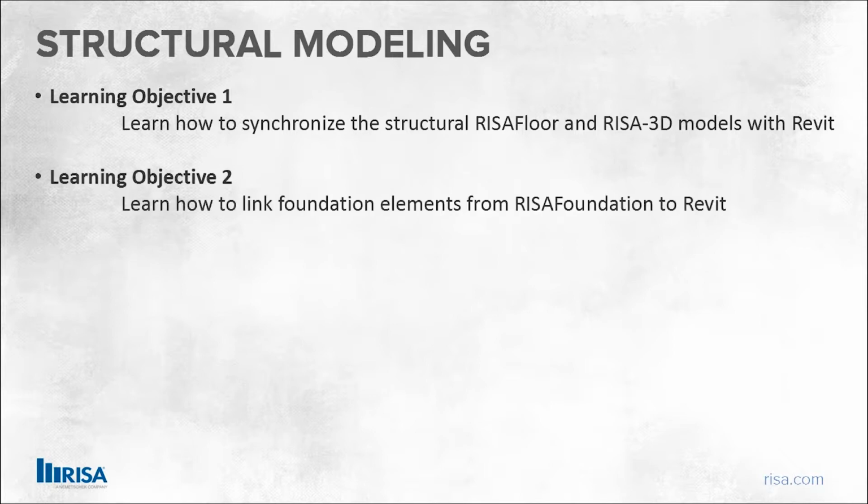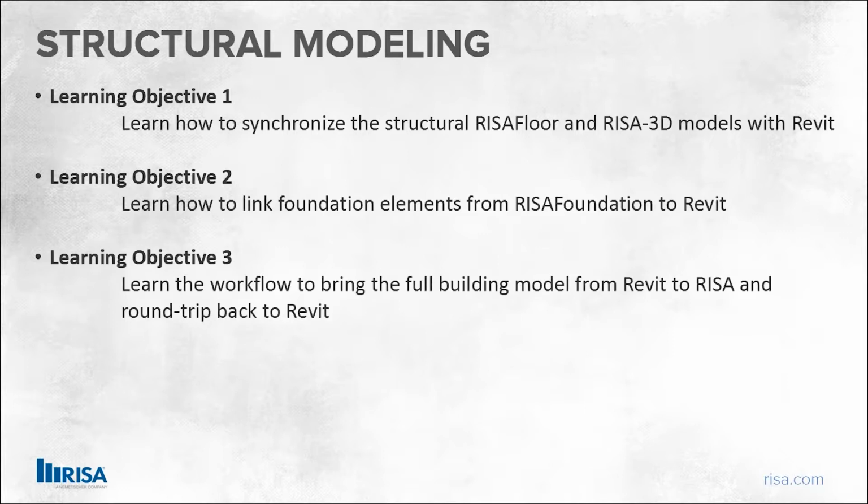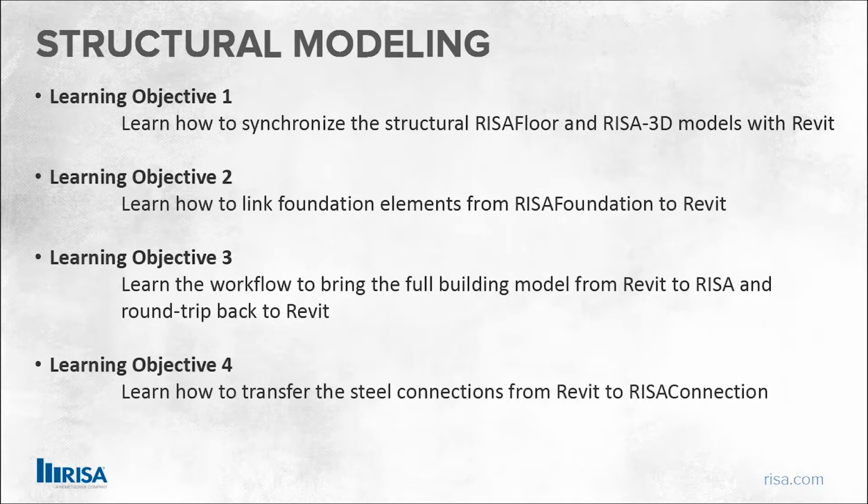Then we're going to move over to RISAFoundation and bring foundation elements over to Revit and see what we want to do there. What are the tricks we need to do to make sure that we carry our foundation design over to Revit? And then we're going to talk about round tripping that full model back and forth between the different modeling systems. And then we'll go into how to get your steel connections from Revit into RISAConnection.